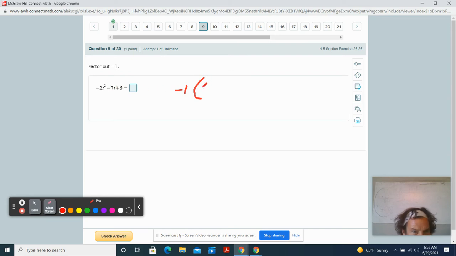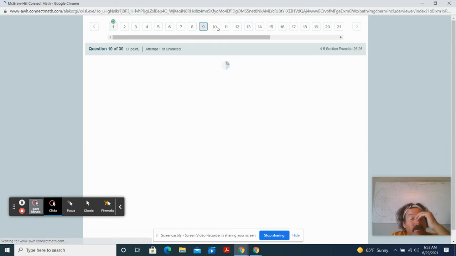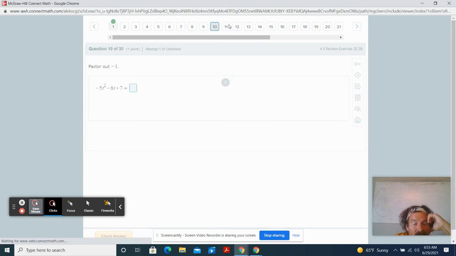If you factor out a negative 1, think about it as just dividing by negative 1. If you divide something by negative 1, you change the sign. So this becomes a 2t squared. This becomes a positive 7t. And this becomes a negative 5. It changes the sign. That's all factoring out negative 1 does, is it changes the signs. That's all you have to do there. The next few problems tell you what to factor out. This one here, number 10, tells you to factor out a negative 1.